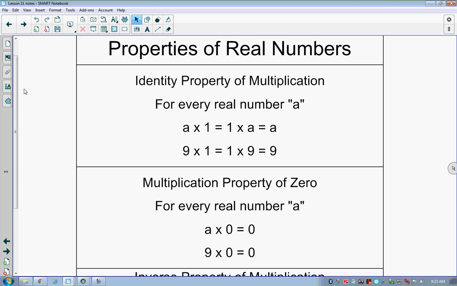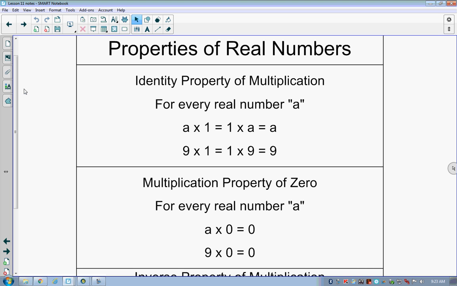So here are some properties of real numbers that you should already know. For instance, the identity property of multiplication means that if I multiply something by 1, I'm going to get the number that I'm multiplying by 1. Okay, 3 times 1 is 3, 4 times 1 is 4, pi times 1 is pi. Okay, radical 2 times 1 is radical 2. Anything unfamiliar about that? If we multiply something by 1, I get what I'm multiplying it by, correct?